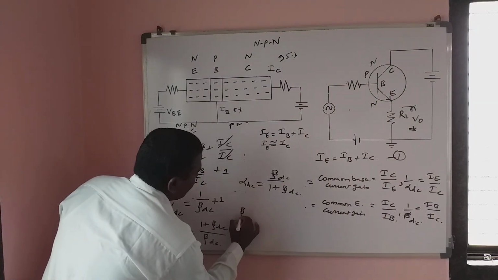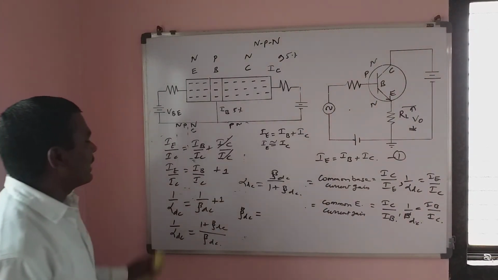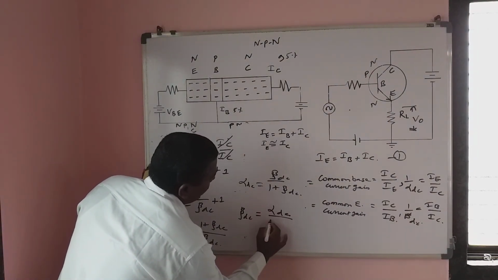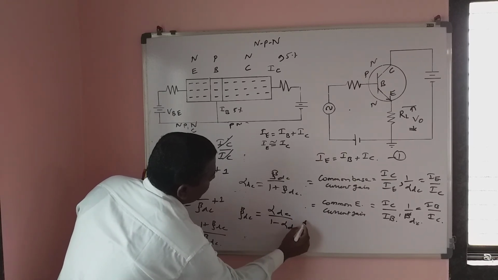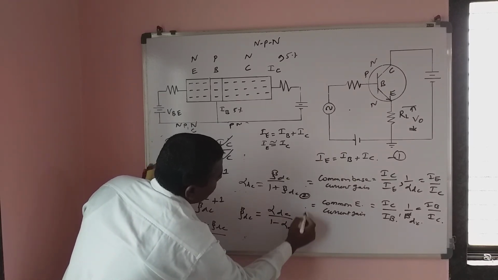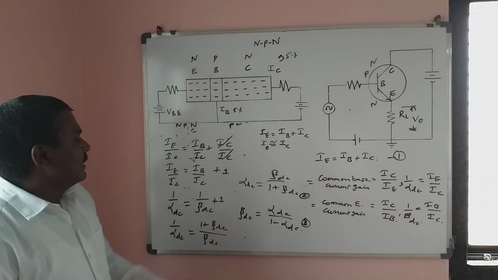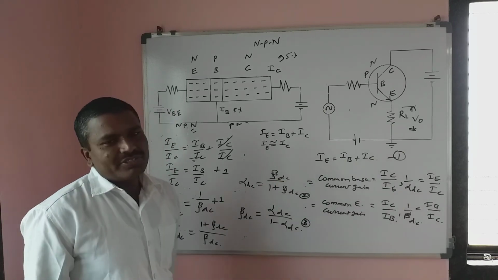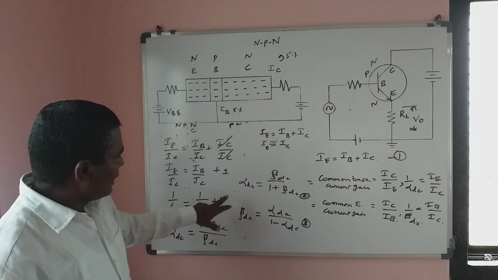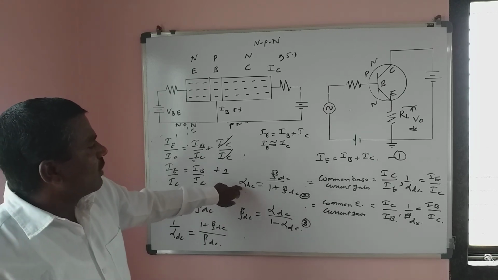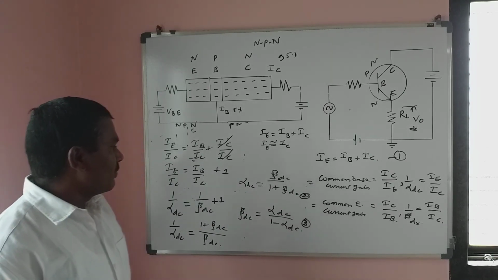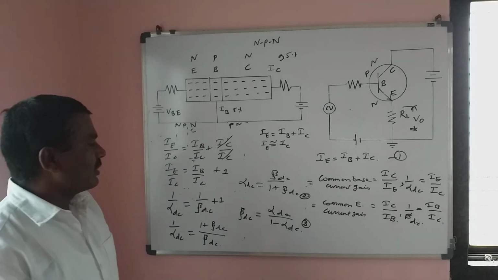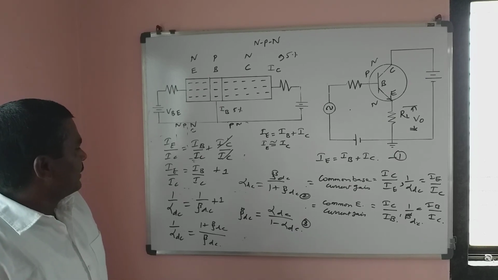Similarly, beta DC is equal to alpha DC upon 1 minus alpha DC. These are the two equations, and this one is the third equation. Beta DC is the common emitter current gain, and alpha DC is the common base current gain. Solving, the common base current gain alpha DC is equal to beta DC upon 1 plus beta DC, and the common emitter current gain beta DC is equal to alpha DC upon 1 minus alpha DC. Okay, thank you.